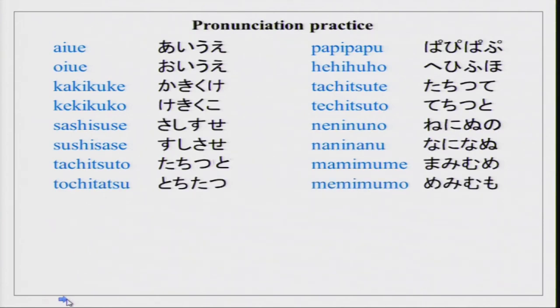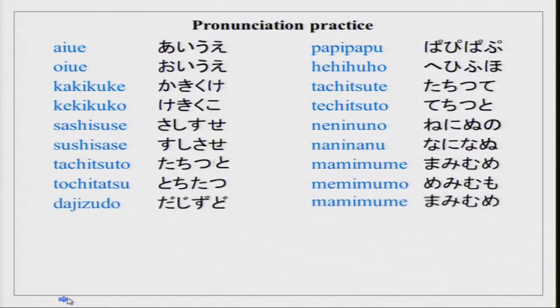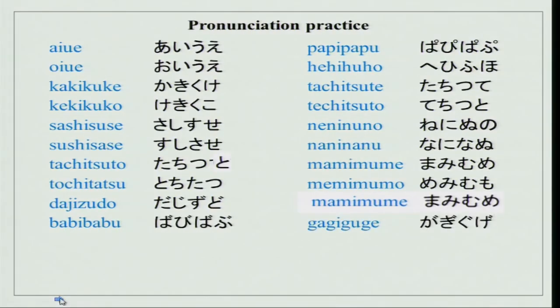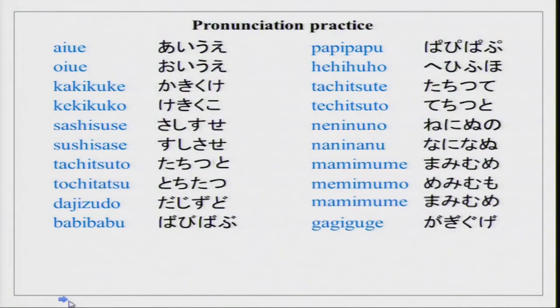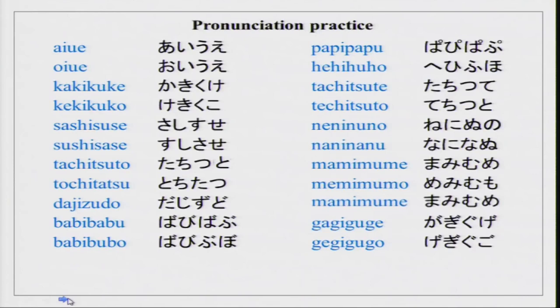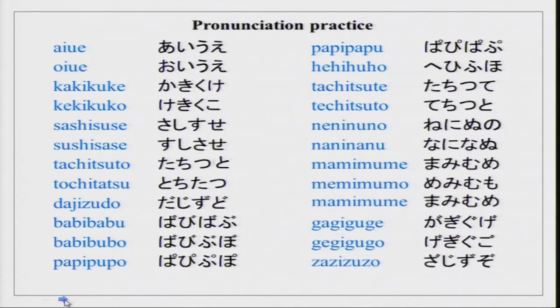Tochitatsu. Memi mumo. Dajizudo. Mami mume. Babi babu. Gagi guge. Babi bubo. Gegi gugo. Papi pupo. Zaji zuzo.